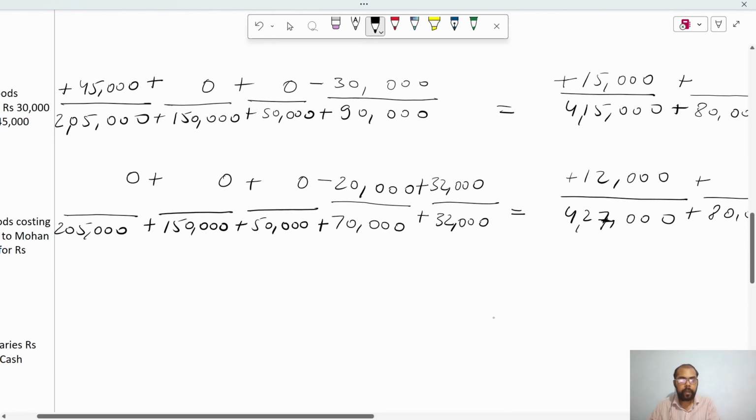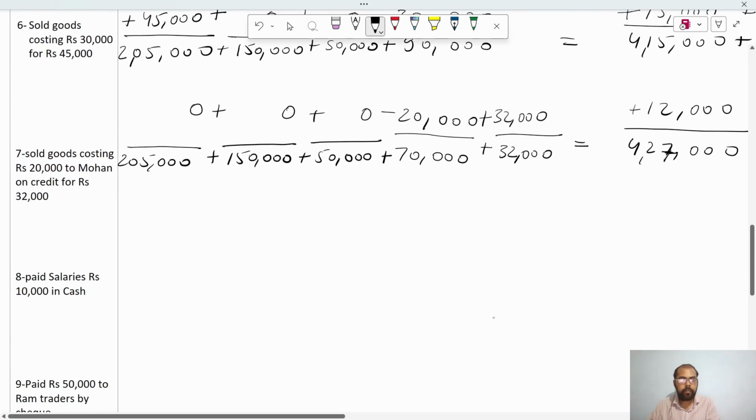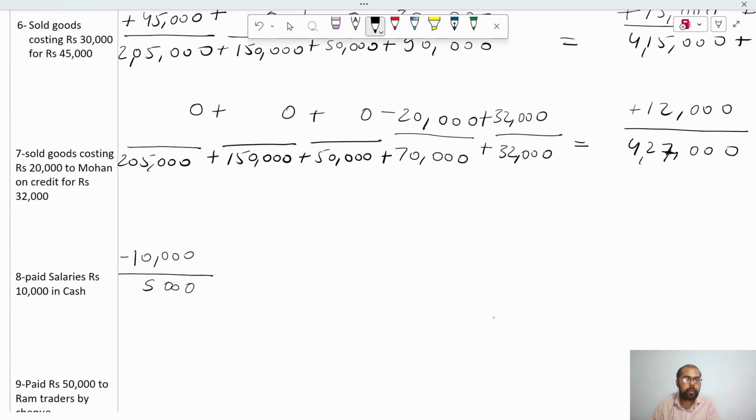Fine. Now moving to the next transaction. Paid salaries 10,000 in cash. Okay, if it is paid in cash, then 10,000 shall be deducted from cash column. 10,000 deducted from cash column, it will become 1,95,000. All right. Any change in bank balance? No, zero change. Any change in furniture? Zero change. No change in stock as well. No change in debtor also.